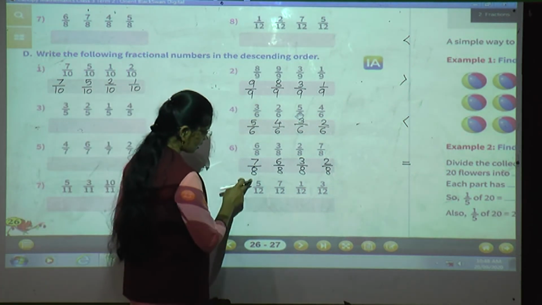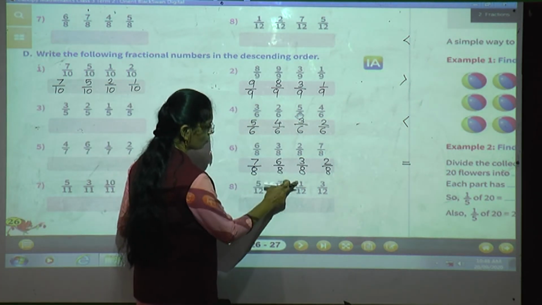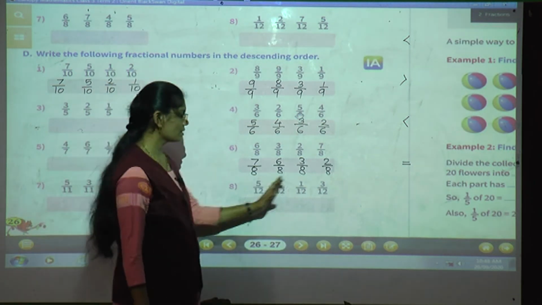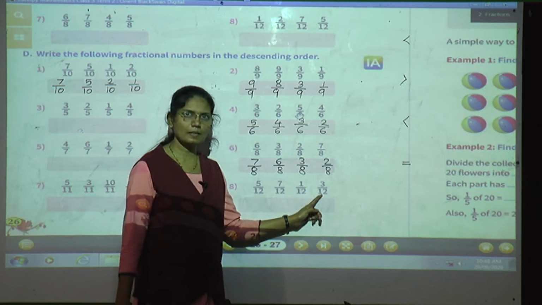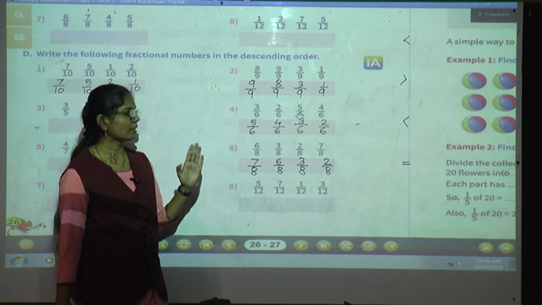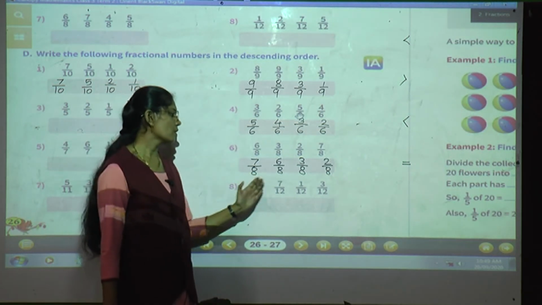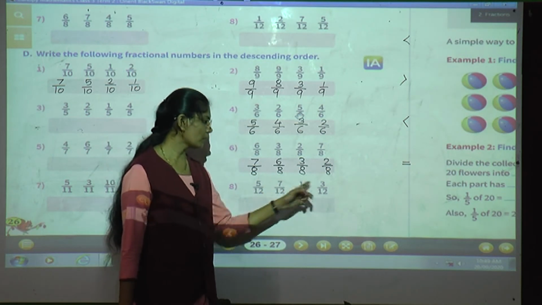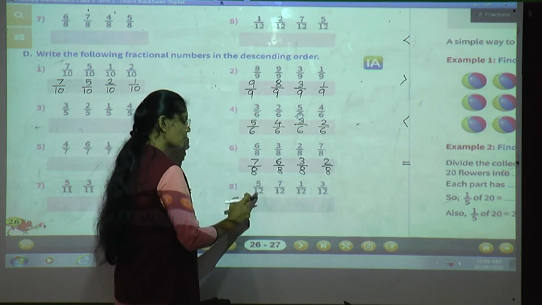Last. See here. Here 5 by 12, 7 by 12, 1 by 12 and 3 by 12. Now see students, here the denominator is same because all are like fractions only. So at that time we have to see only the numerator. Now see all the numerators, 5, 7, 1, 3. Among all these 4 numbers, which one is greater? 7 is greater among all these 4 numbers.